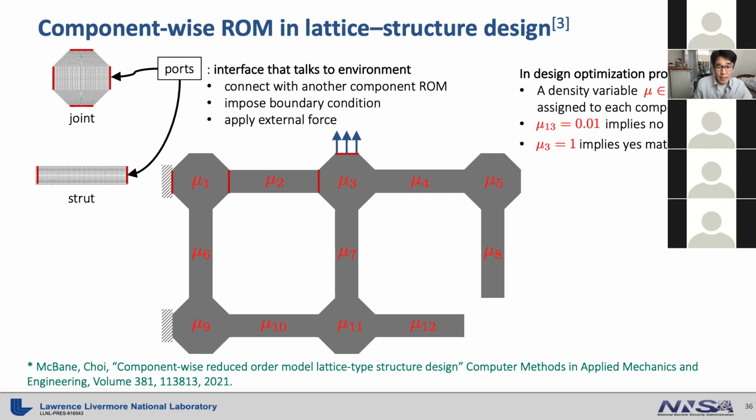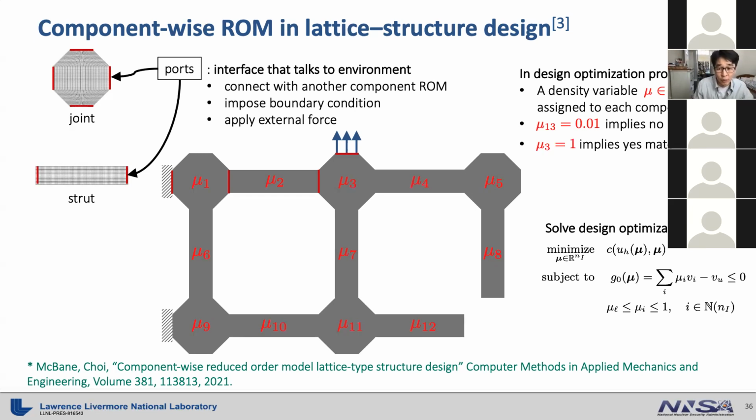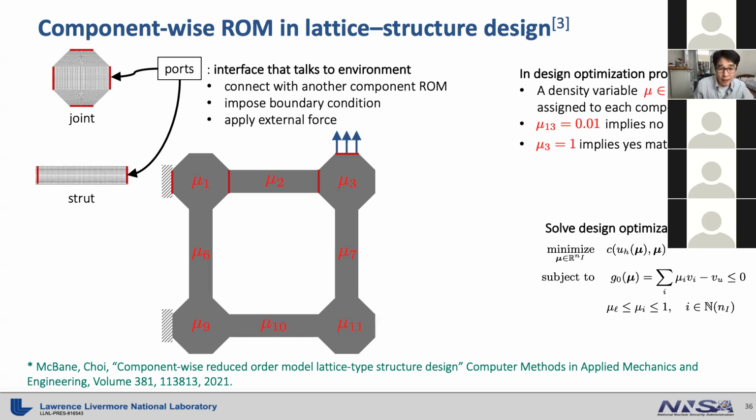We automate this process by solving a design optimization where the density variables become design variables, minimizing the objective using the weight constraints, etc., to find an optimal lattice structure, for example, to minimize the compliance of the system.